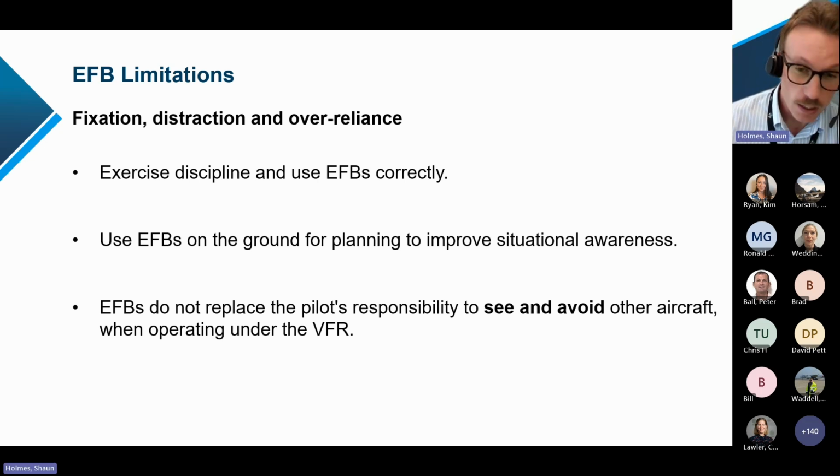I mentioned earlier that EFBs are also now able to display traffic data and ATSB traffic data, and can be connected to some ATSB devices, which are a fantastic tool which can aid situational awareness, particularly in those non-controlled environments. It's important to remember that they do not replace your responsibility to see and avoid other aircraft, and the lookout is still critical and very important, but that EFB can help with that information and building that picture.